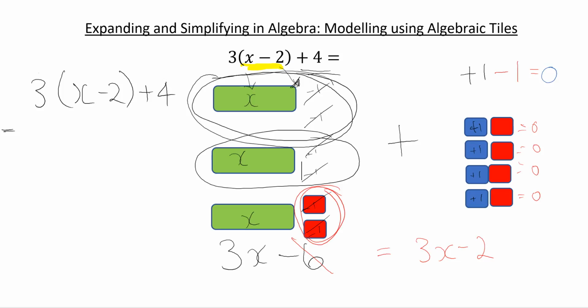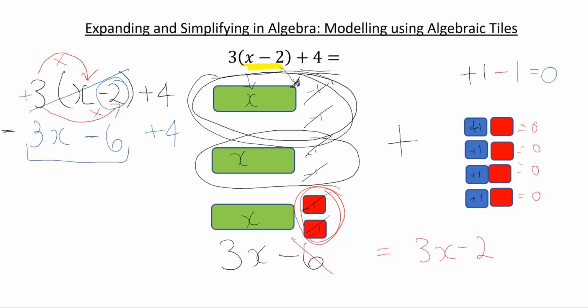I want you to grab a red pen and go 3 times x. So that's what you're saying in your head. You're saying 3 times x in your head, and you get 3x. Then I want you to grab a red pen again and go 3 times 2. That's what you're saying in your head. 3 times 2 is 6. A positive times a negative gives you a negative.